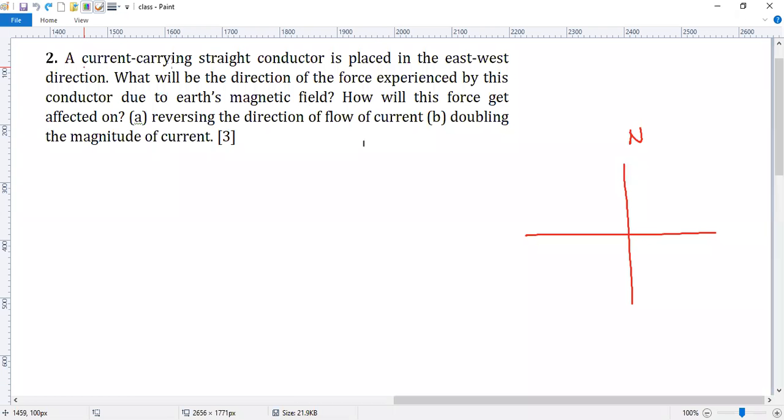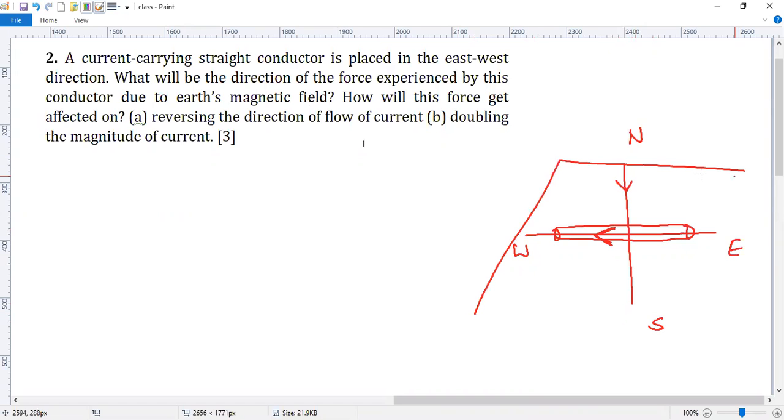So as per the question, a current carrying straight conductor is placed in east-west direction. So the conductor is placed in east-west direction. So current is flowing in this direction from east towards west. And so the magnetic field, Earth's magnetic field, you know that it flows from north to south. So what is it? If this is the plane of the paper, okay, when this is the plane of the paper, what do you have?